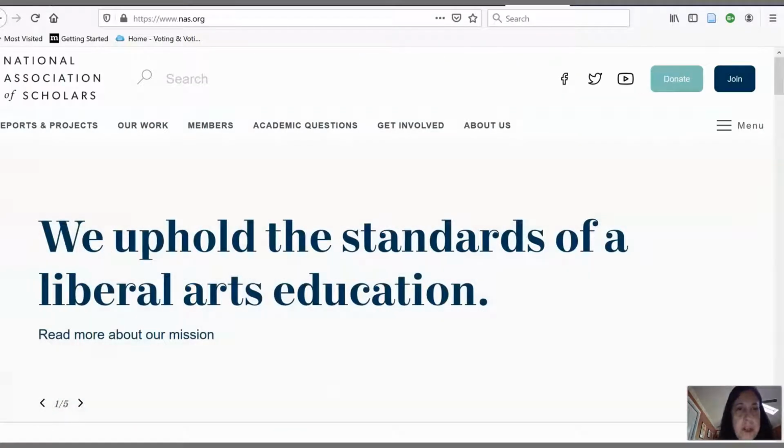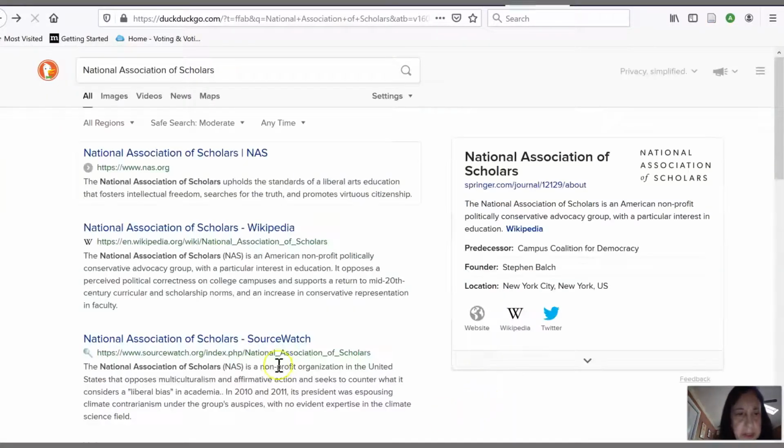And so I am more curious about them. When I look a little deeper, Wikipedia is not the worst. It really isn't. If I look at a general statement of theirs, it comes right off the top of Wikipedia. It's telling me right off the bat that this organization is politically conservative, as I thought, with a particular interest in education. It opposes perceived political correctness on college campuses, and supports a return to mid-20th century curricular and scholarship norms and an increase in conservative representation among faculty.